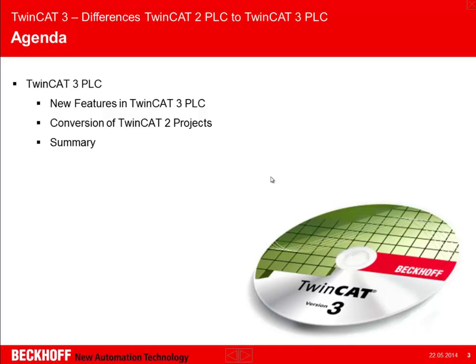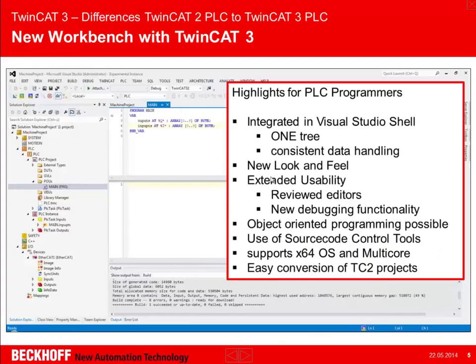So we start with the new features in TwinCAT 3 PLC. First of all, this is an overview of what is new for PLC programmers in TwinCAT 3. What everyone sees directly is that we are now integrated in the Visual Studio shell. So we have a new tree, which is normally located on the left side. And we have consistent data handling, which means that we do not have two different tools. We do not have the separation into PLC programming and PLC control and the system configuration in the system manager. Now it's all integrated in one Visual Studio shell.